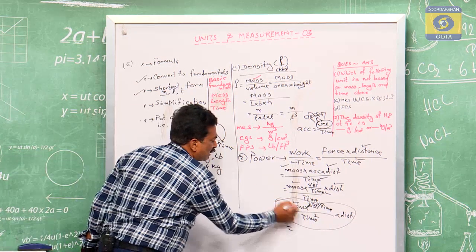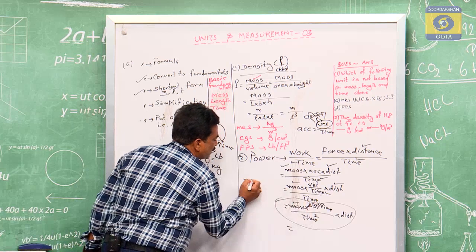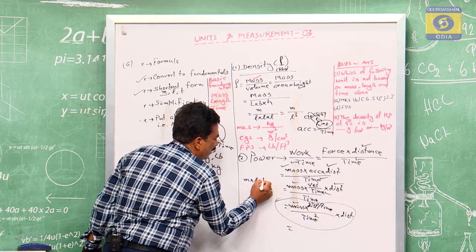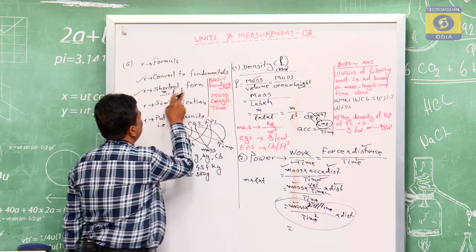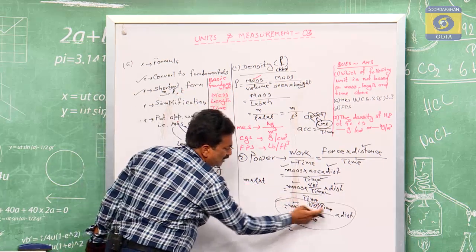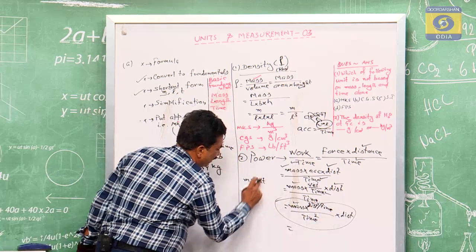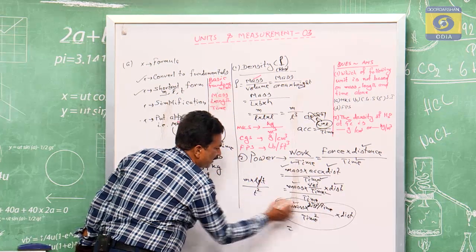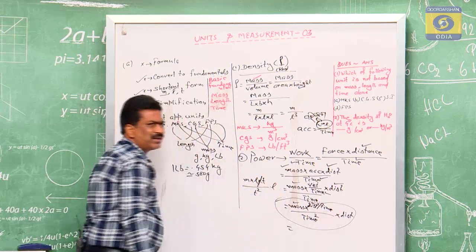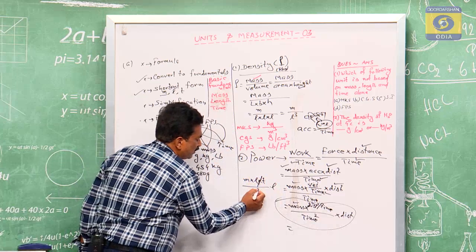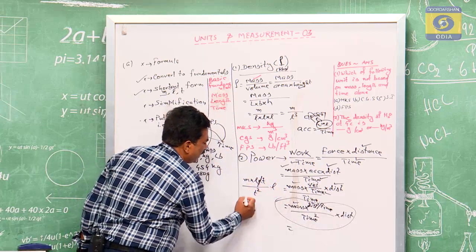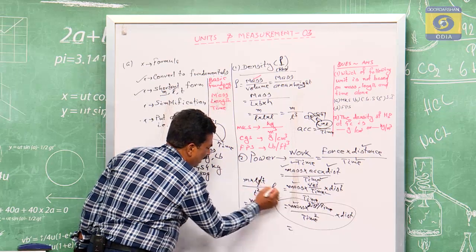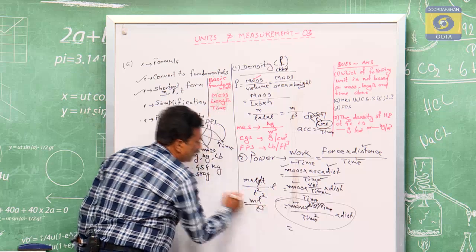For the mass, shortest form is m. For the distance, that is L. For the time, that is t. You see, time the shortest form is t. By t, by L by t, by t square into the distance, which is L. So this t with this t square will be t cube. So this is equal to m by L, m into L, L square by t cube.